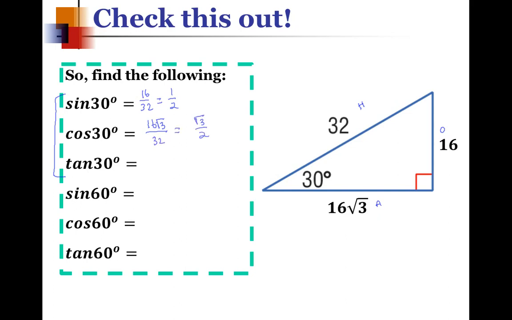What about the tangent of 30? Opposite over adjacent. That's going to be 16 over 16 root 3, so 1 over root 3. Let's rationalize that. You're going to get root 3 over 3.